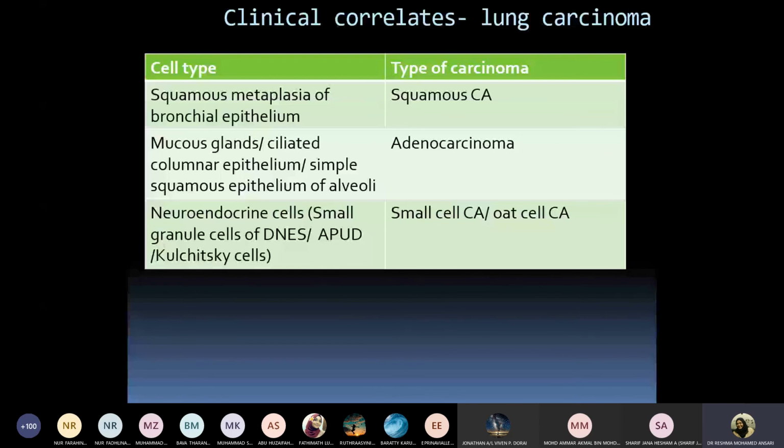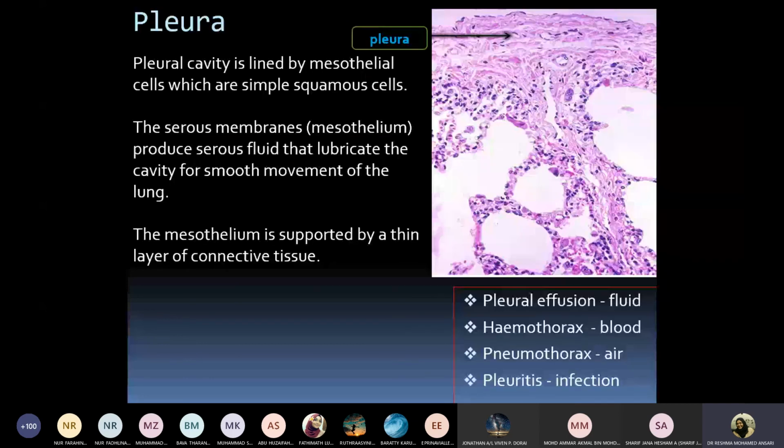So the last one would be your pleura. What is pleura? It's like a sac covering your lungs, something like your pericardium. The pleura covers your lungs. It has two layers, parietal and visceral pleura.